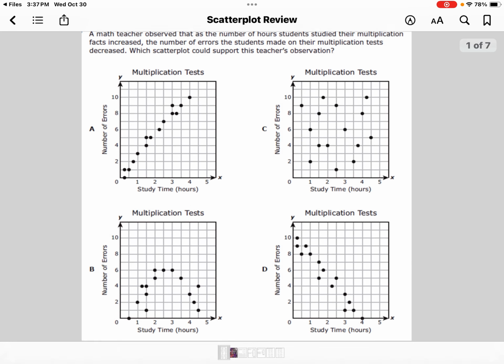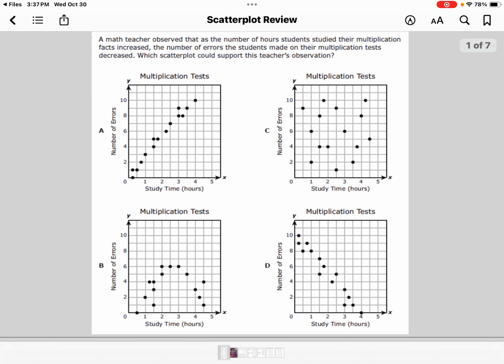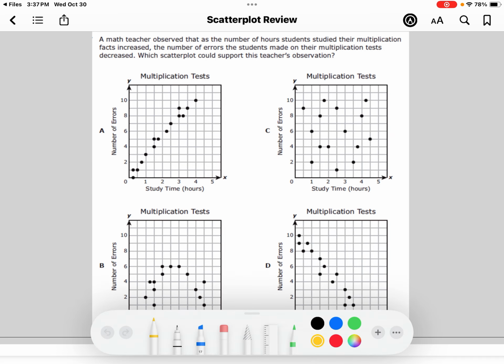A math teacher observed that as the number of hours students studied increases, their multiplication facts increase. As we're reading, we always write: as we study increases, the number of errors the student made on their test decreases. So errors decrease, which means I'm going to have a negative trend. The more I study, the fewer errors I have.